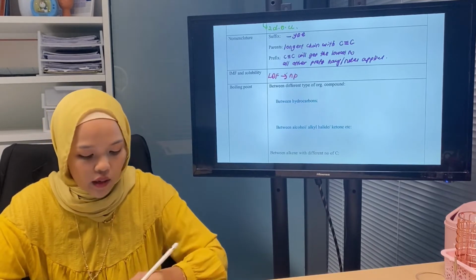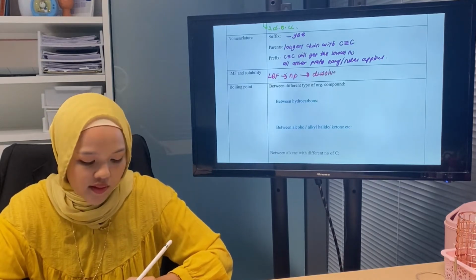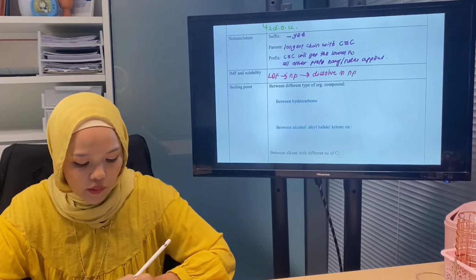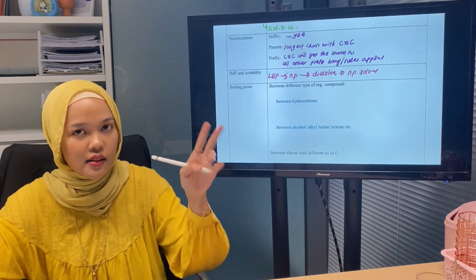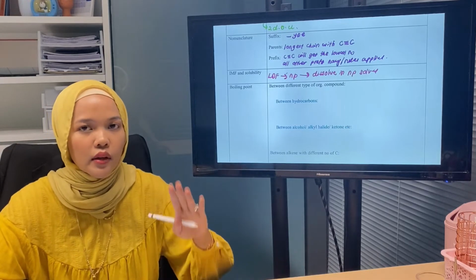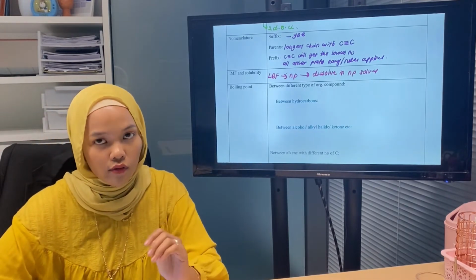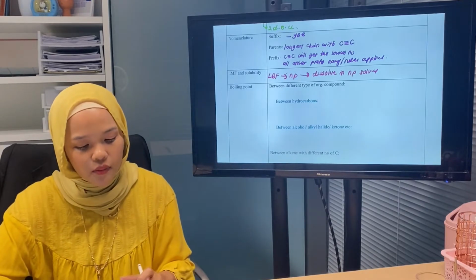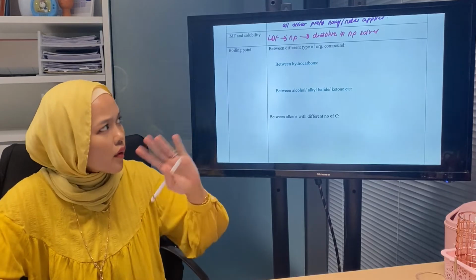So if it is non-polar, it will dissolve in what? It will dissolve in non-polar solvent. So remember, like dissolves like. So non-polar compound dissolves in non-polar solvent. Alright, next we are going to talk about the boiling point, or melting point.